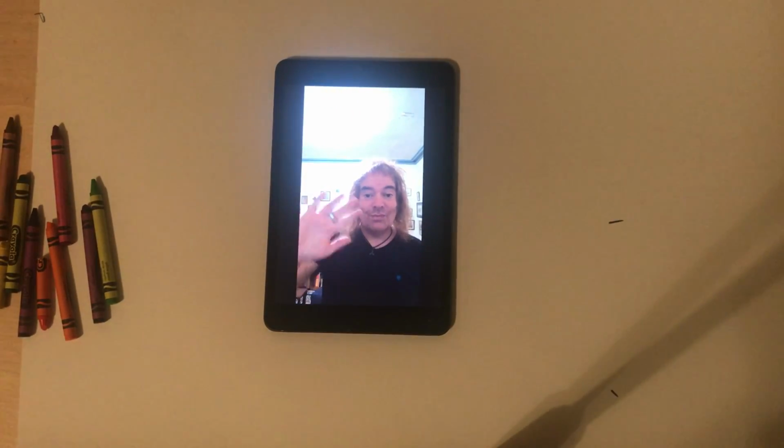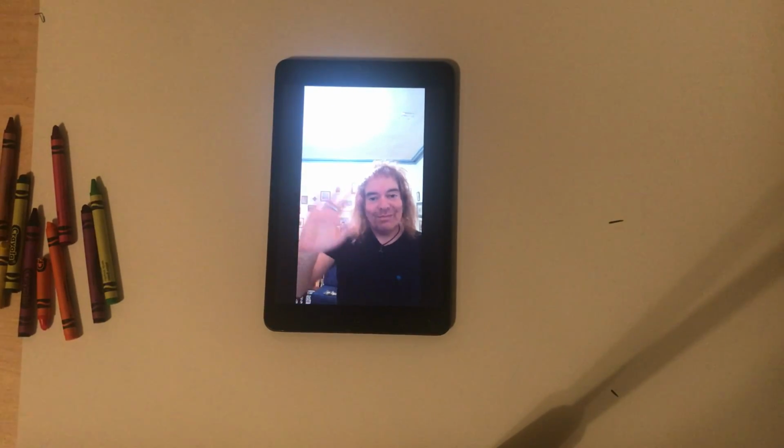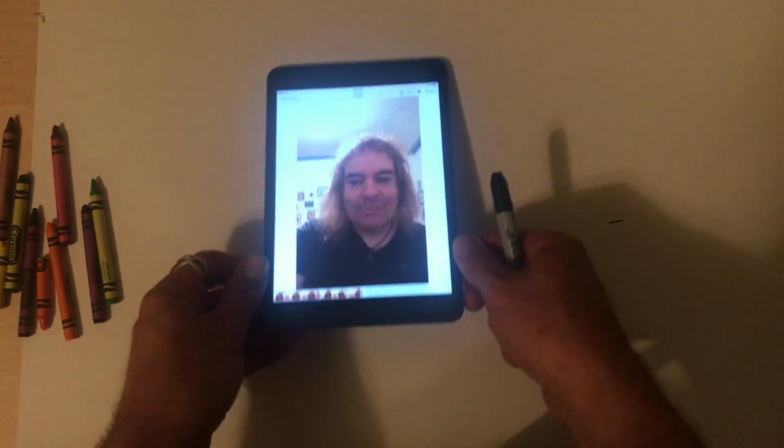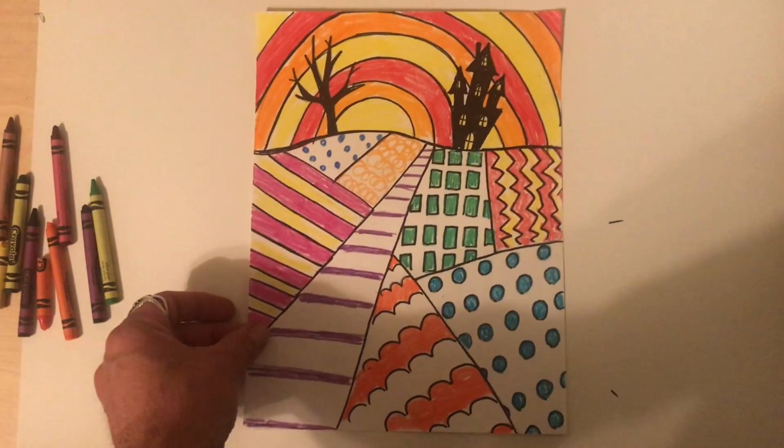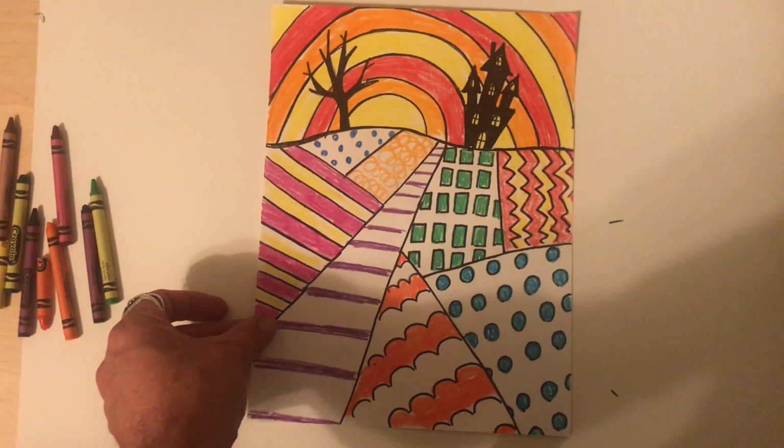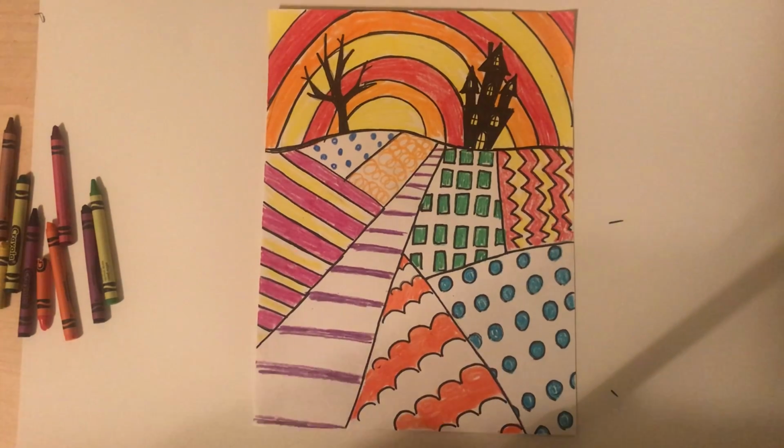Hello everyone, Mr. Gold here, and for art today we're going to make a patterned fall landscape. So it's going to look something like this. This picture has a lot of different patterns in it. So we'll just talk about what that means.